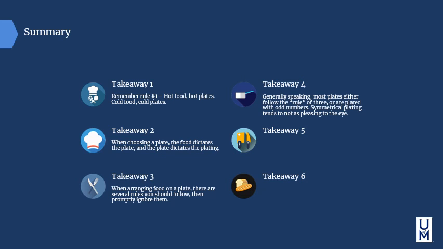Generally speaking, most plates either follow the rule of 3 or are plated with odd numbers. Symmetrical plating tends to not be as pleasing to the eye. So when we plate, we tend to garner things in 3s or 5s or 7s as opposed to 2s or 4s. Typically, we only reserve 1s of anything for larger pieces of something.